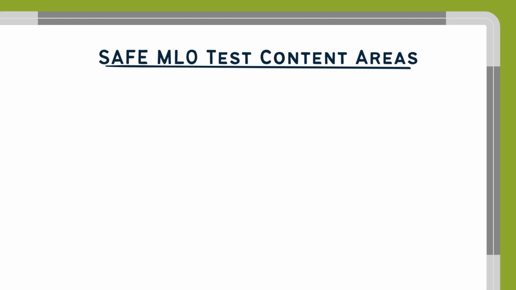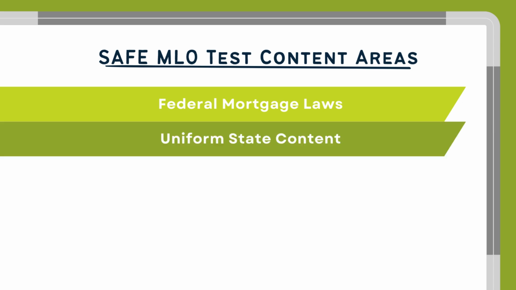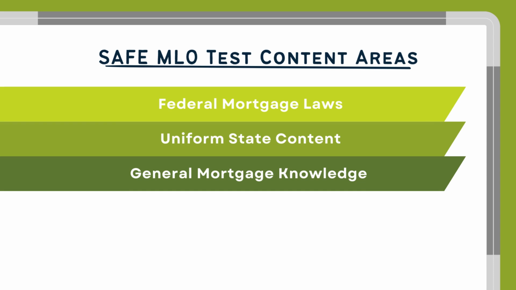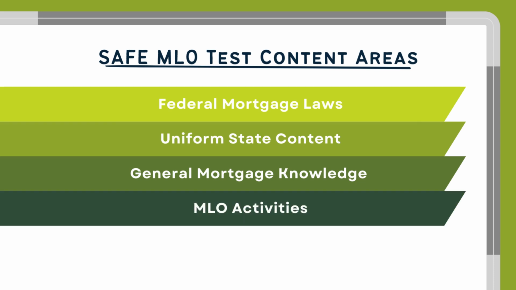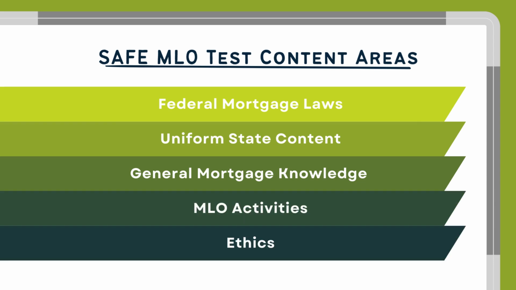The SAFE MLO exam is comprised of 5 sections: federal mortgage laws, uniform state content, general mortgage knowledge, mortgage loan origination or MLO activities, and ethics. Each content area represents a specific percentage of the test. Federal mortgage laws represent 24% of exam questions. Uniform state content represents 11%. General mortgage knowledge represents 20% of exam questions. MLO activities represent 27%, followed by ethics with 18%.